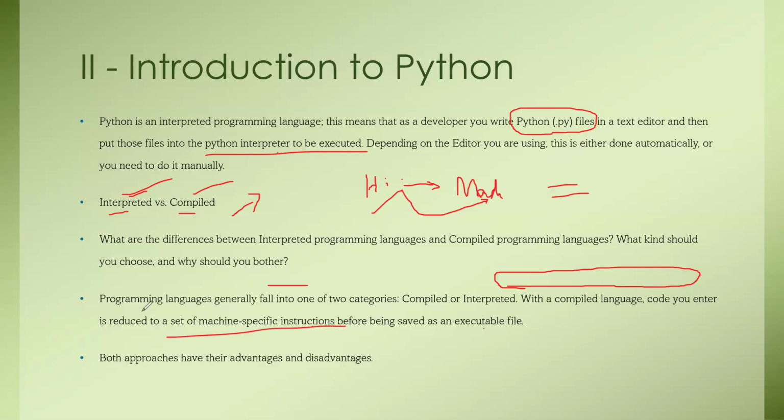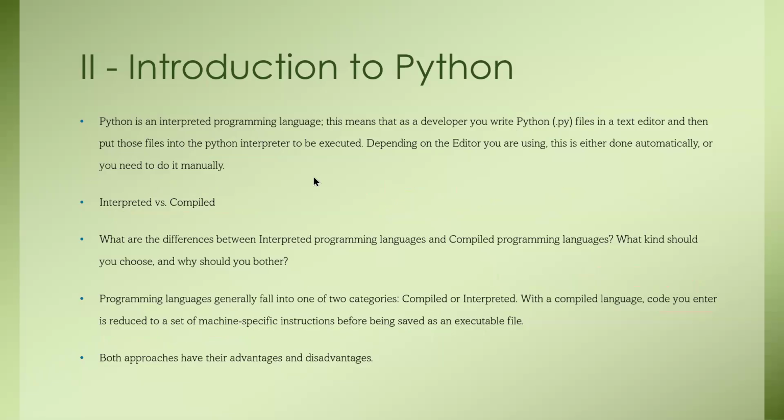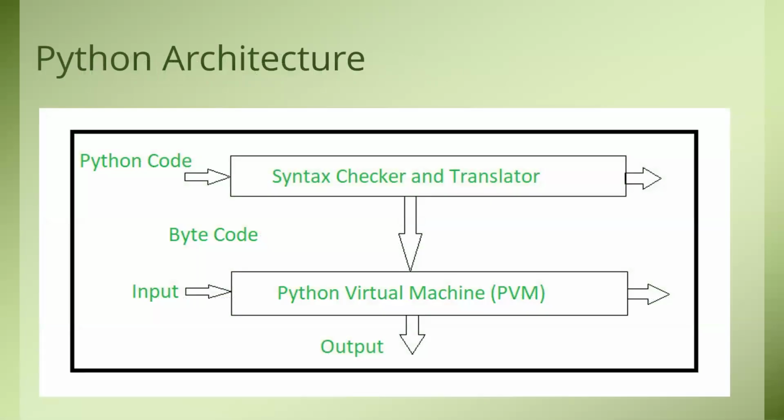Programming languages generally fall into either of these categories: they can be compiled or interpreted. With a compiled language, the code you enter is reduced to a set of machine-specific instructions before you save it as an executable. Both have their own advantages and disadvantages. If you are working on critical applications using Java, you use a compiler for that. All your Java-based applications are executed through the compiler. But Python code uses the interpreter.